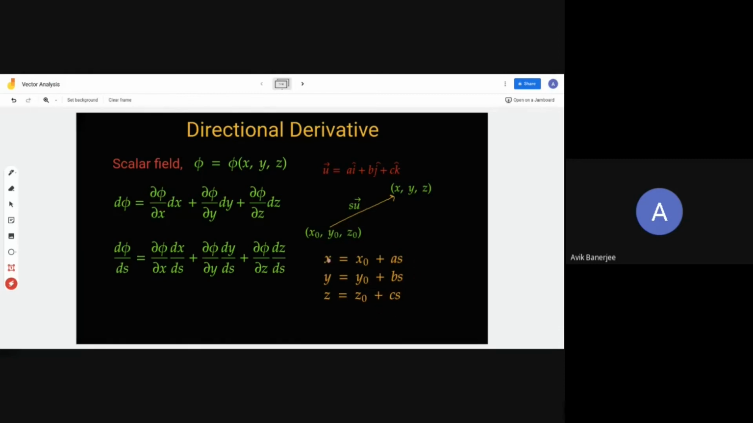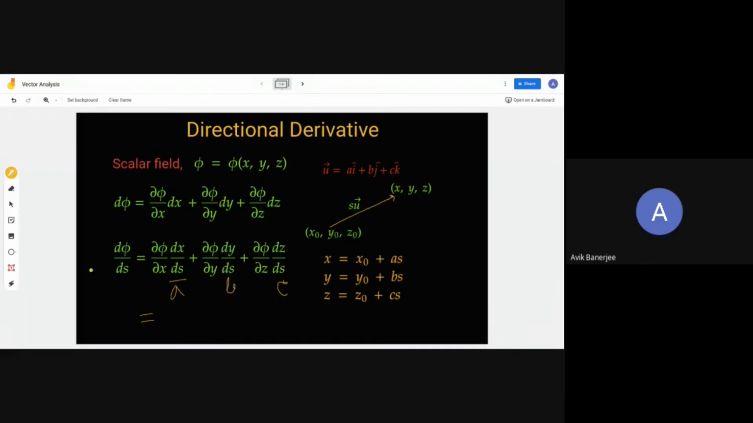So if we differentiate x with respect to s, what do we have? Dx ds is only a, because this is a constant term. If we differentiate that, it goes to 0. So you're left with only a. So dx ds is a. Likewise, dy ds is b. Dz ds for this particular example is c.